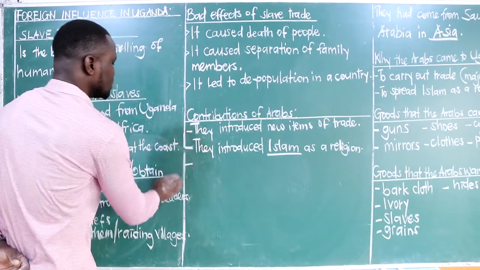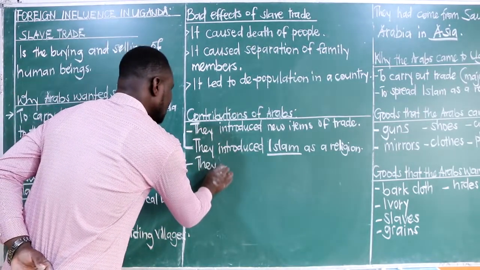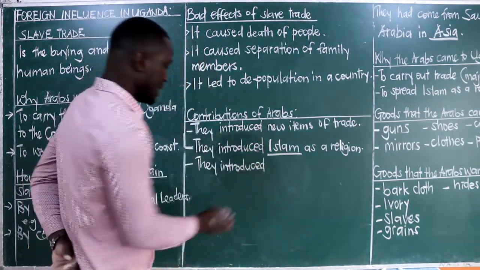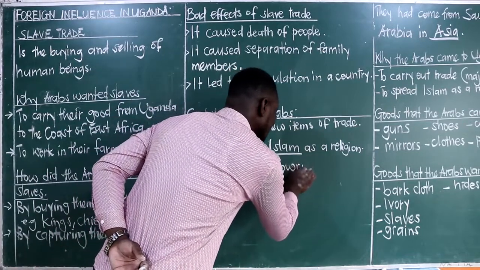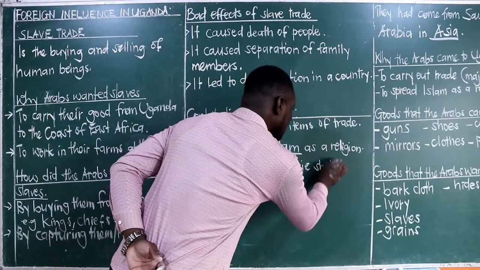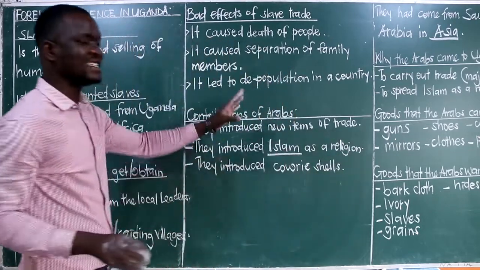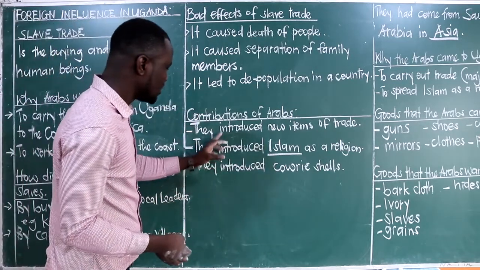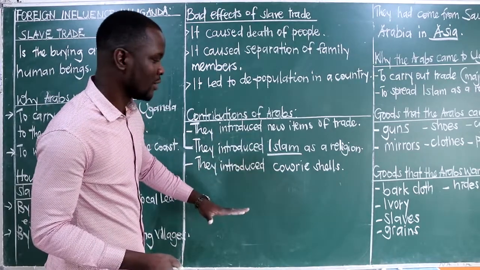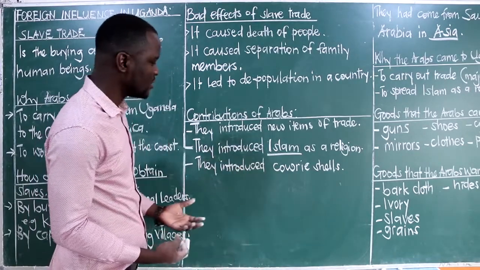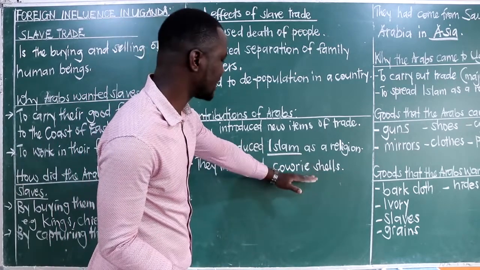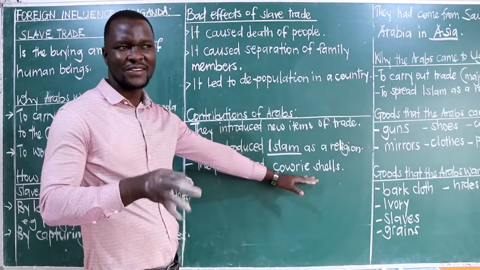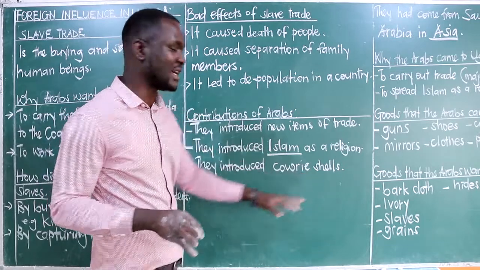Then the third contribution is that these Arabs introduced the first currency. They introduced the first form of money that we call cowrie shells. Cowrie shells. I want you to be adding this information, my friend. It's very, very important in that primary 5 class. So you will be asked, what form of currency, what form of money did the Arabs introduce? Cowrie shells. And this became the first currency to be used in Uganda. So if the question comes in, cowrie shells is the answer.